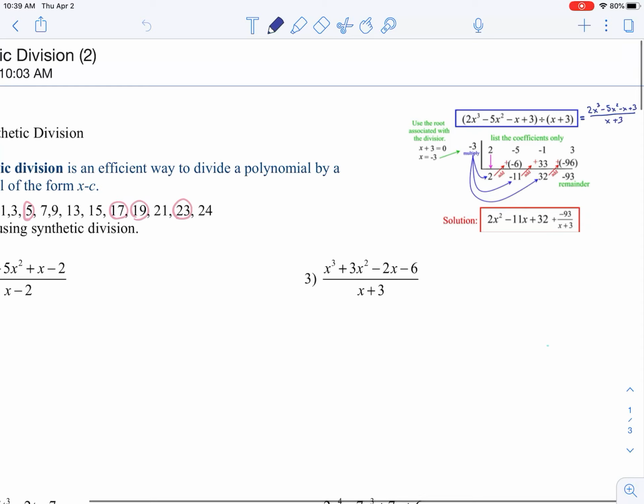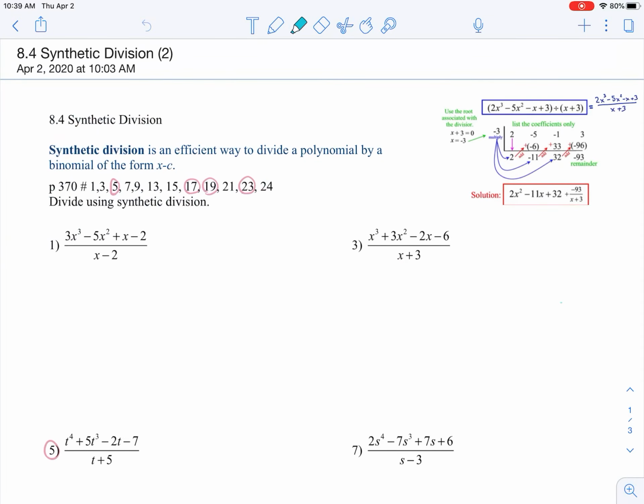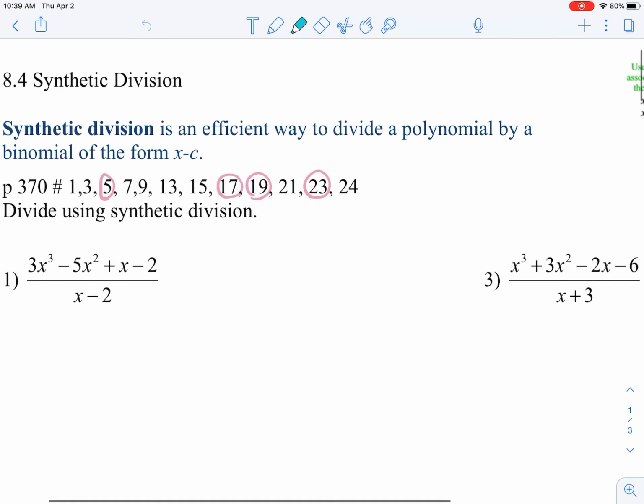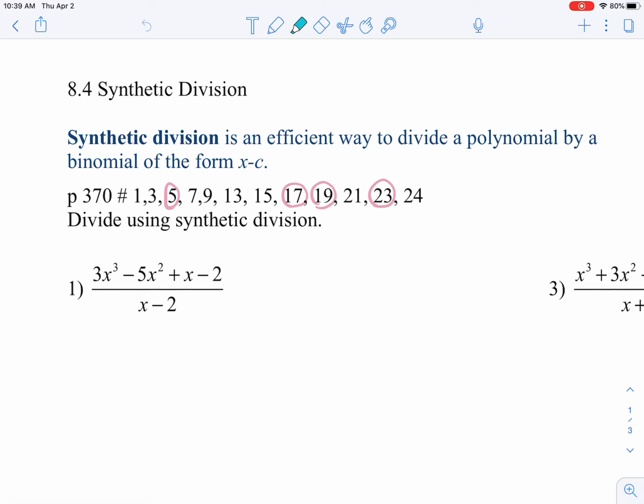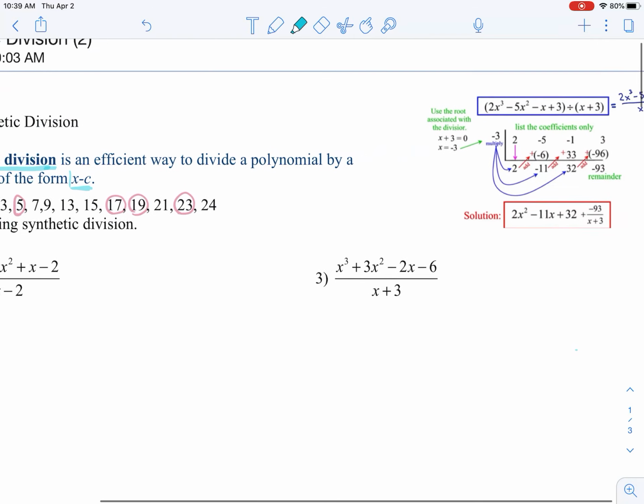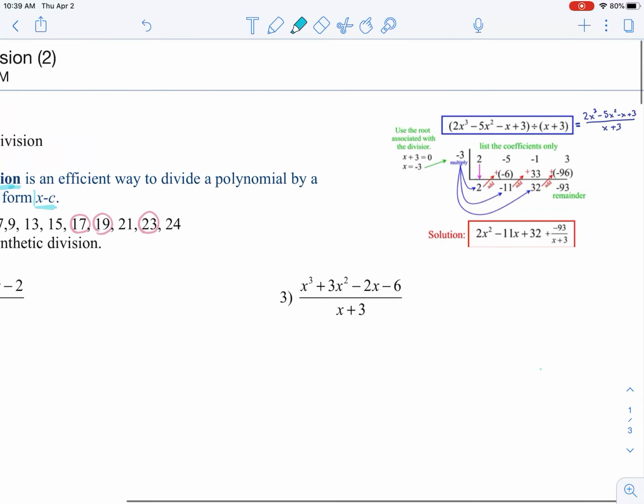Okay, we are talking synthetic division. So yesterday, our last lesson was dividing polynomials. This is another way to divide polynomials called synthetic division. It's an efficient way to divide a polynomial by a binomial that's in the form x minus c. So the coefficient of x is 1, the leading coefficient is 1, and c is a constant. Right, here's an example.